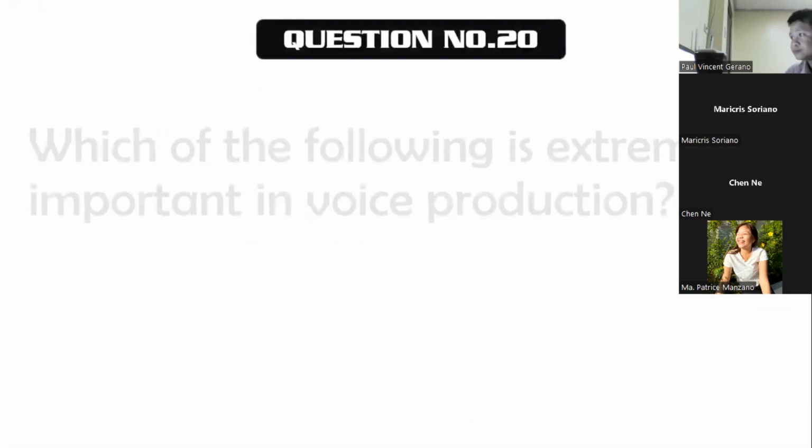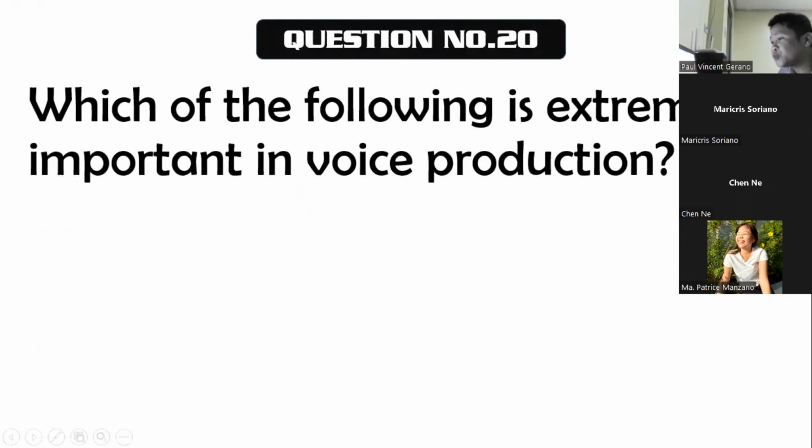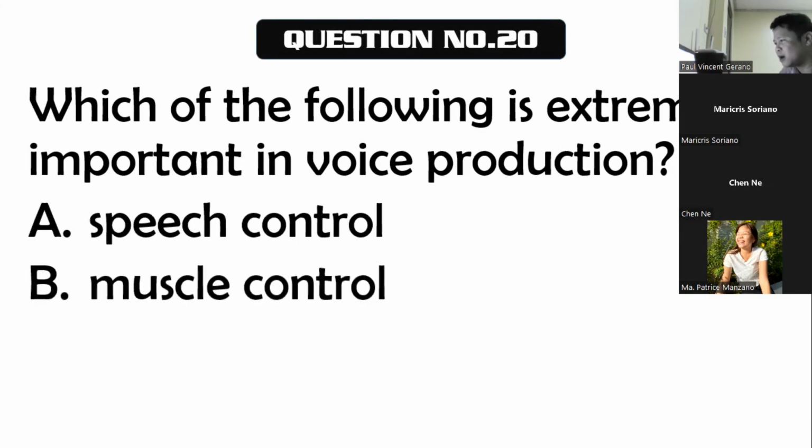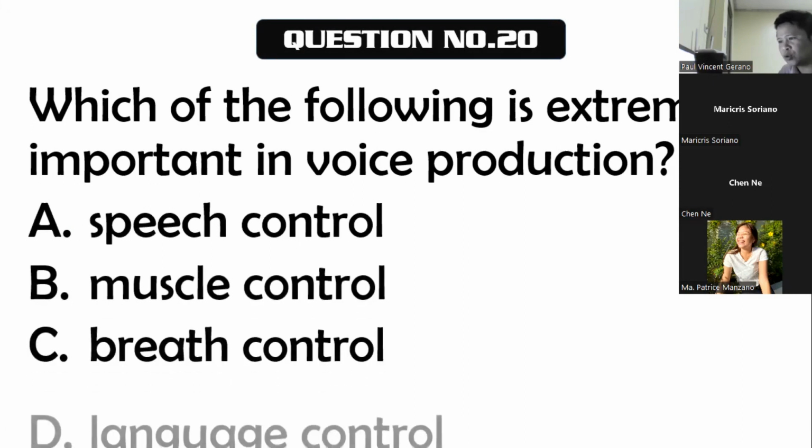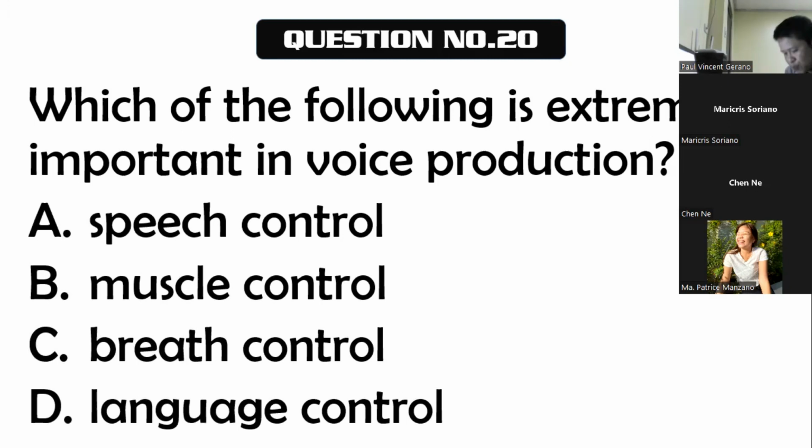Number 20. Which of the following is extremely important in voice production? A, speech control. B, muscle control. C, breath control. D, language control. Voice production. This is speech and oral communication in English. The correct answer is breath control. Breath control is extremely important in voice production.